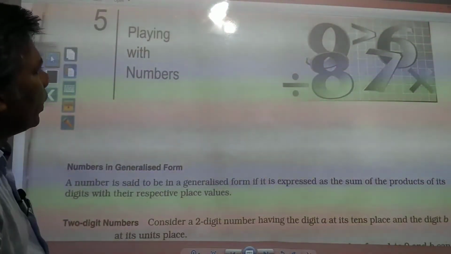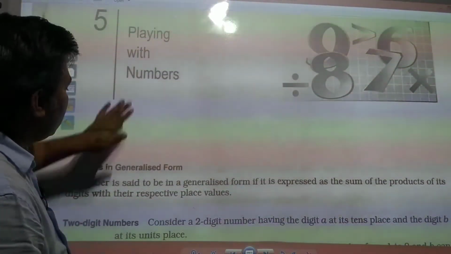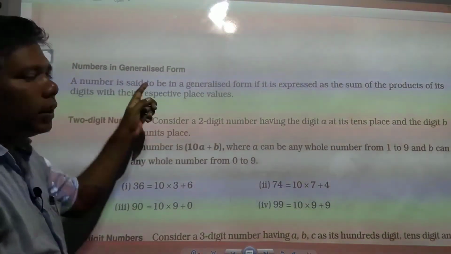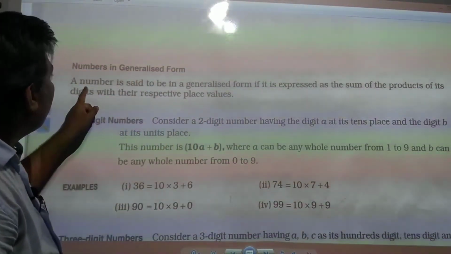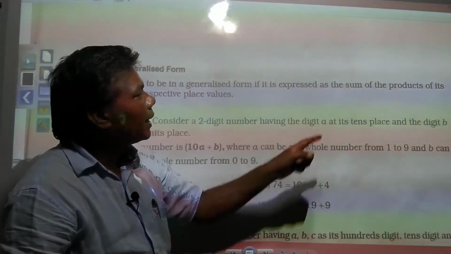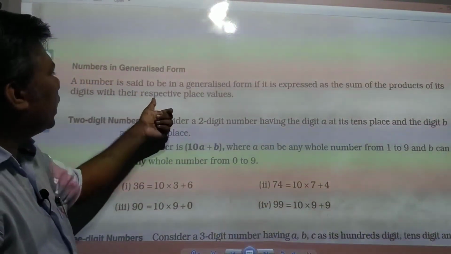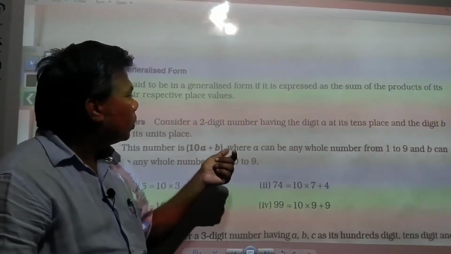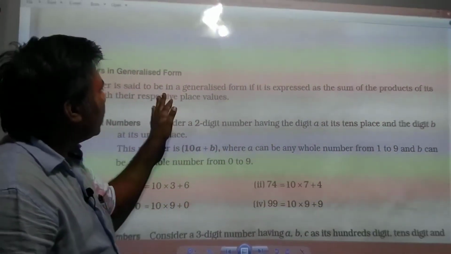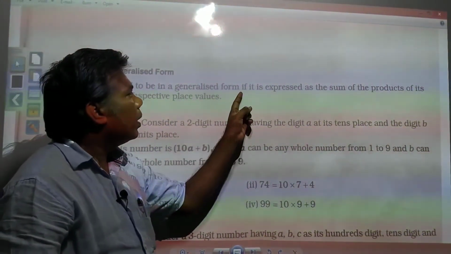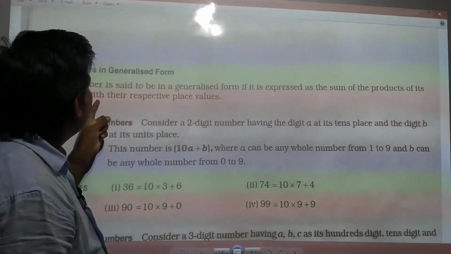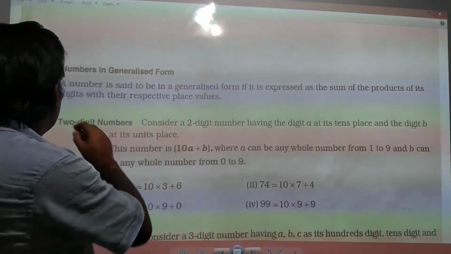Here you see we have playing with numbers and we are going to see numbers in generalized form. A number is said to be in a generalized form if it is expressed as the sum of the products of its digits with their respective place values. So what has been written over here? A number is said to be in a generalized form if it is expressed as the sum of the products of its digits with their respective place values. What does it mean?